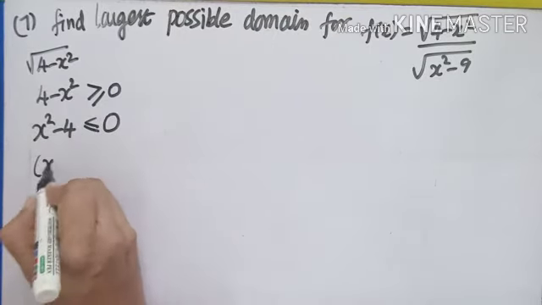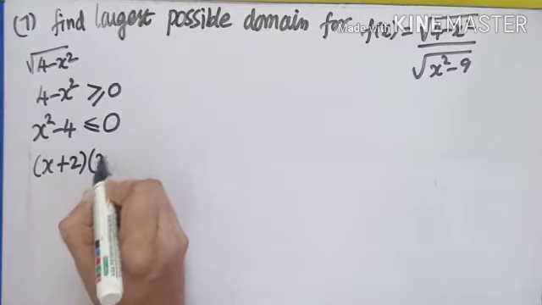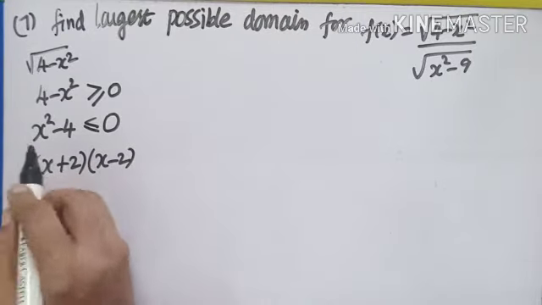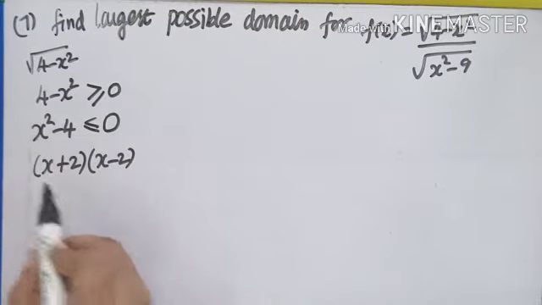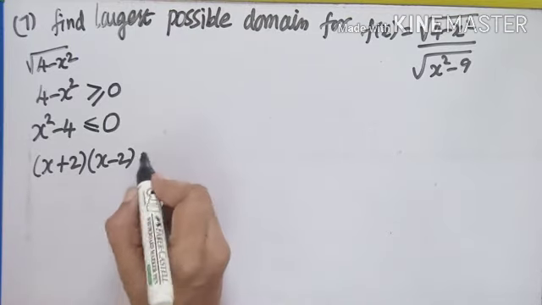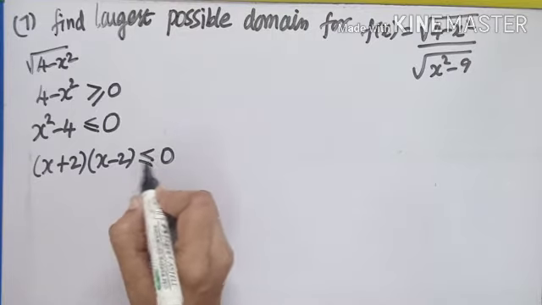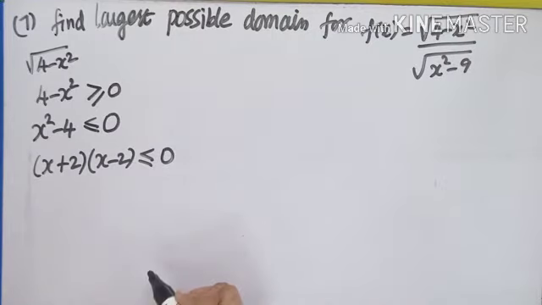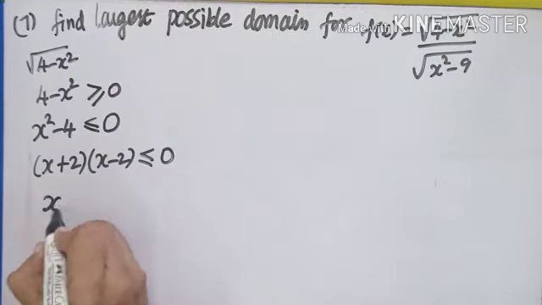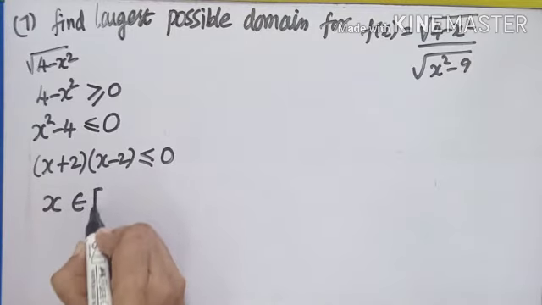Or I will say this as (x plus 2)(x minus 2). What formula? A square minus b square, which is (a plus b)(a minus b) less than or equal to 0. Whenever I have this less than or equal to, I understand x belongs to the interval.